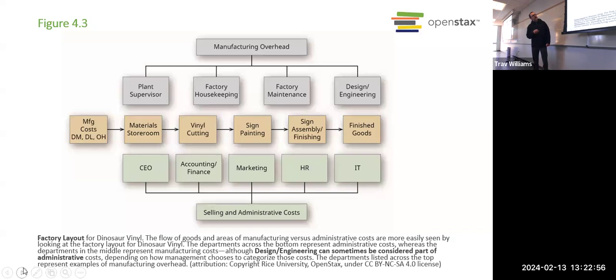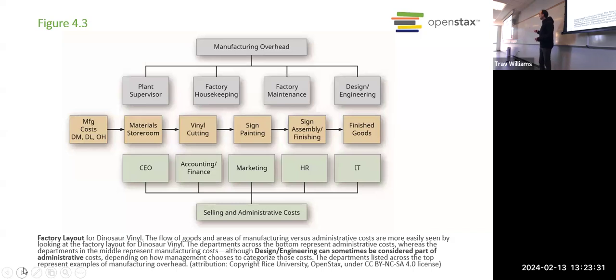This manufacturing overhead includes things like the plant supervisor's salary, housekeeping in the factory, maintenance in the factory, and then sometimes design and engineering. As I mentioned, sometimes that's not considered production. It's up to the company. But all of that goes into these overhead costs. And then again, the way we apply overhead is we need to estimate those costs and then later figure out how close our estimate was.